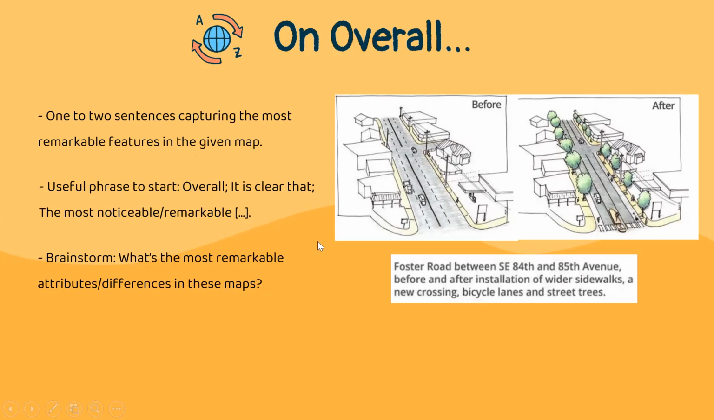So here I got an example. It was a map of the Porter Road between 83rd and 84th and 85th Avenue before and after installation of wider sidewalks. Can you see the wider sidewalks here? A new crossing. Where is the new crossing? Bicycle lanes and street trees. There are a lot of details here, but you need to save some of them to describe in your body paragraphs. So only write the most noticeable things that happen here.